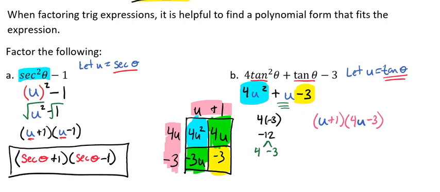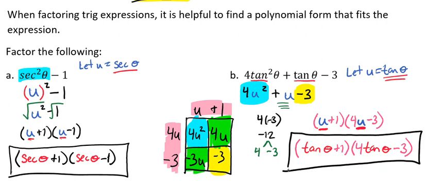I'm going to replace the u's with blue u so we can see it move. From here, we simply need to take our u's and replace them with the tangent of theta. And so what's that going to give us? It's going to give us the tangent of theta plus 1 times 4 times the tangent of theta minus 3. And that is our trig expression factored. And we're finished there.